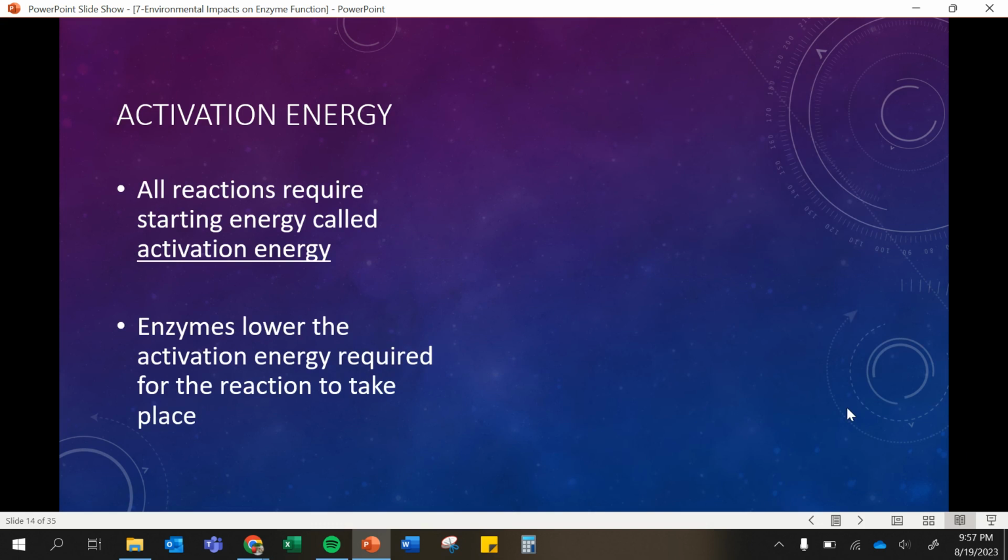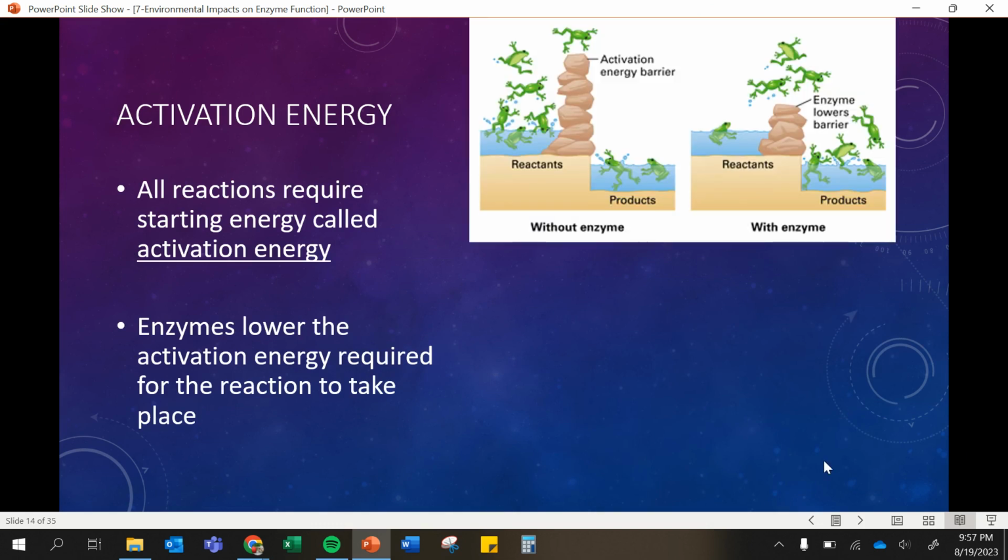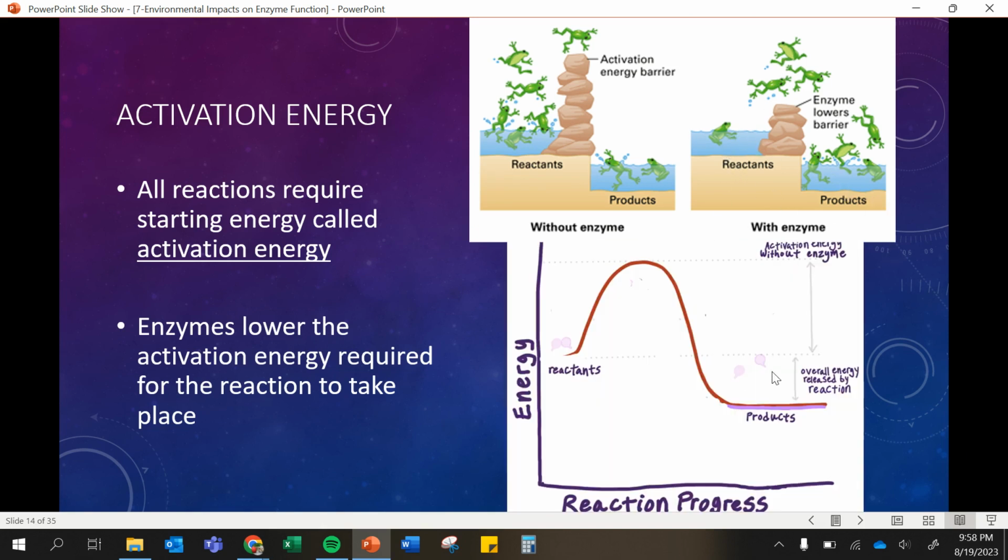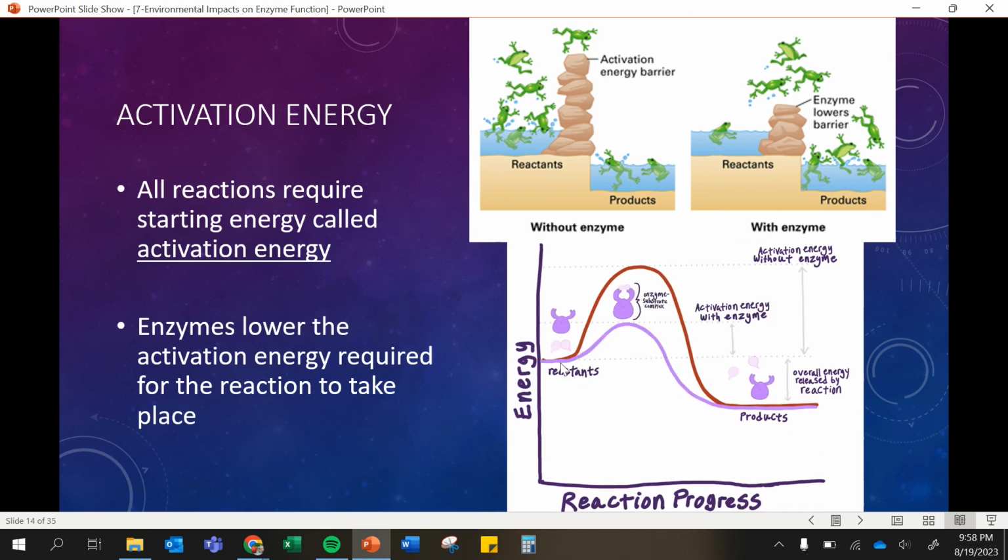Okay, so all reactions require a starting energy called activation energy, and what enzymes do is they actually lower the activation energy required for a reaction to happen. Here we have the activation energy where the frogs have to jump over this really tall stack of rocks, and so it takes a lot of energy for them to get to the product. But with our enzymes, we have a smaller, lower activation energy required. Here again, we have our reactants and our products, and with an enzyme, it's going to lower that activation energy.